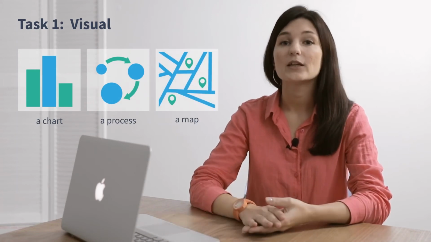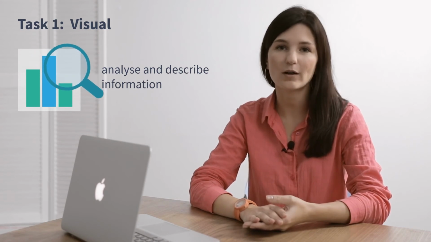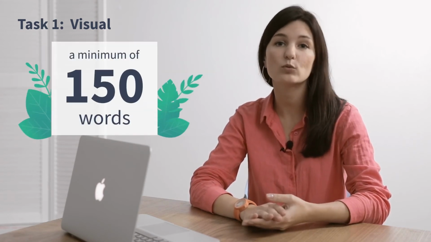In the first task, you get a visual, which can be a chart, a process, or a map. Your task here is to analyze the information in the visual and describe it. For this, you have to write a minimum of 150 words.